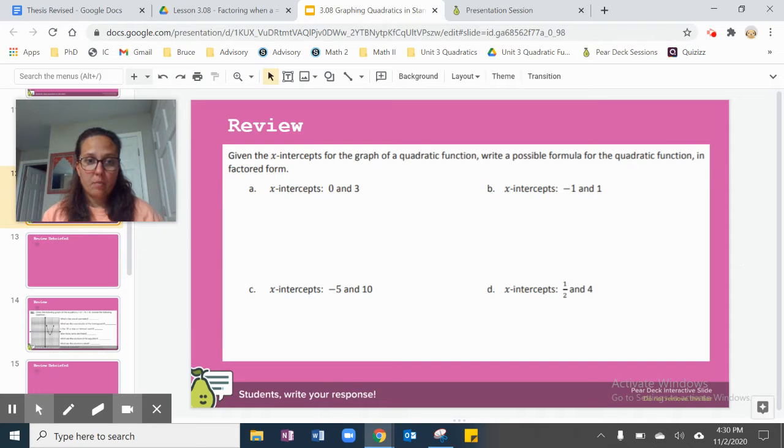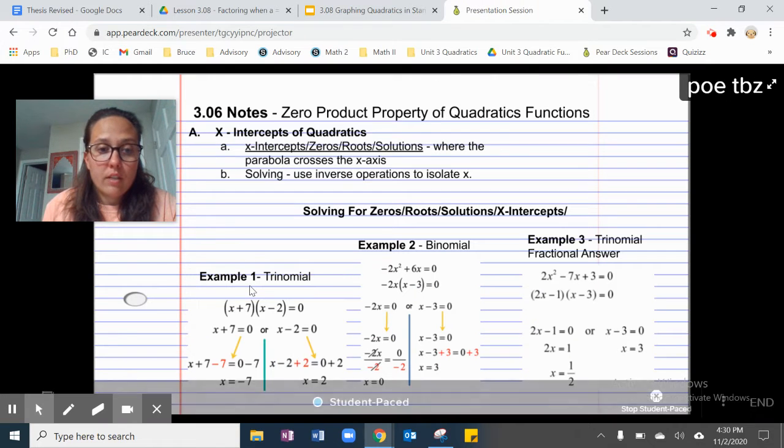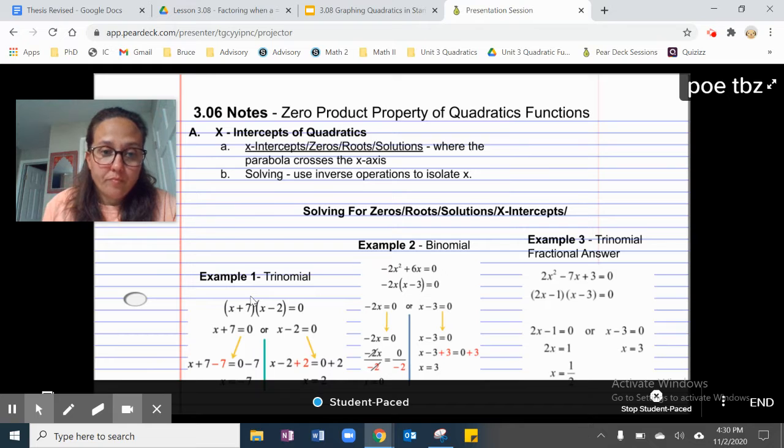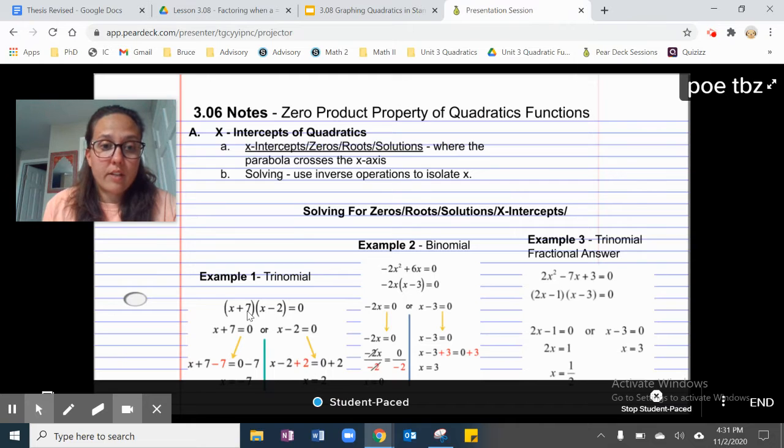Given the x-intercepts for the graph of a quadratic function, write a possible formula for the quadratic function in factored form. So referring back to our 3.06 notes, we know that factored form is when there's the parentheses, and the x-intercepts are what we get after we solve each of the parentheses or factors set equal to 0. So I know that these have to be the opposite, right? Because if we have x plus 7 as a factor, it became x minus 7 as an x-intercept.